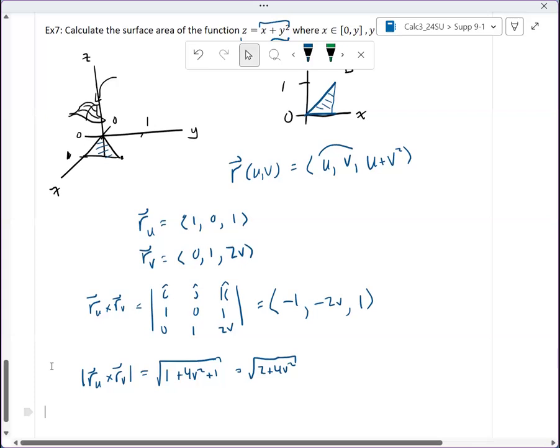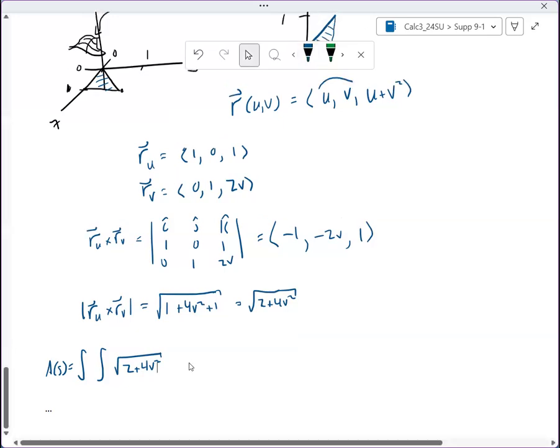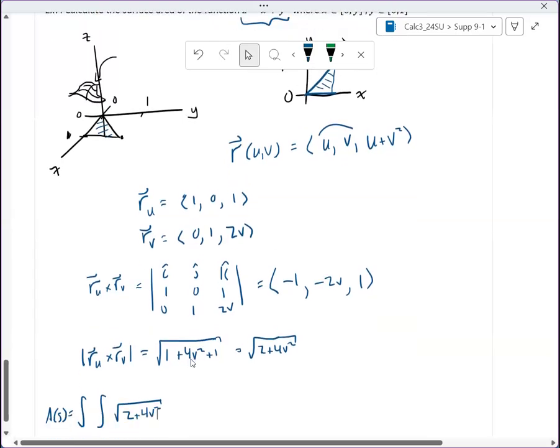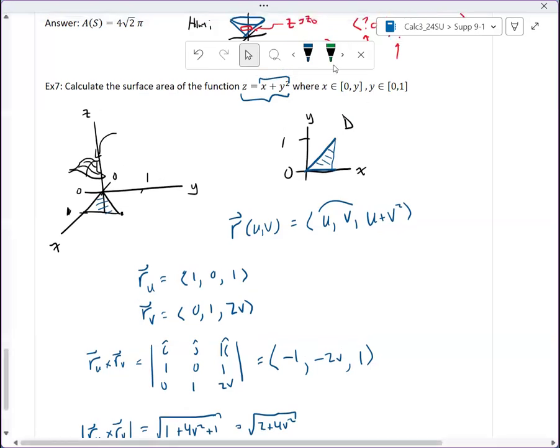So that's my integrand. I'm looking to perform a double integral. This is the area of the surface. It's the double integral of root 2 plus 4v squared. I look at this integrand and I'm a little bit suspicious. This looks like it might be a pain to integrate. So I'm going to keep in mind my multiple integral tricks. I might have to switch the integral or integrate a different way. Does this order work?